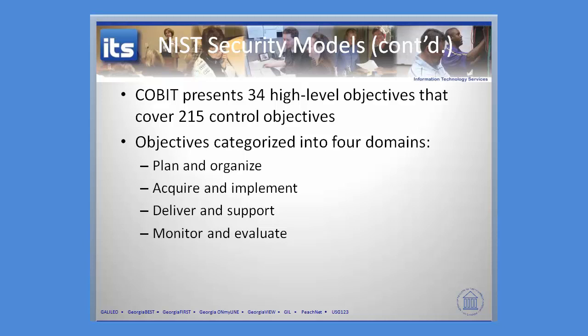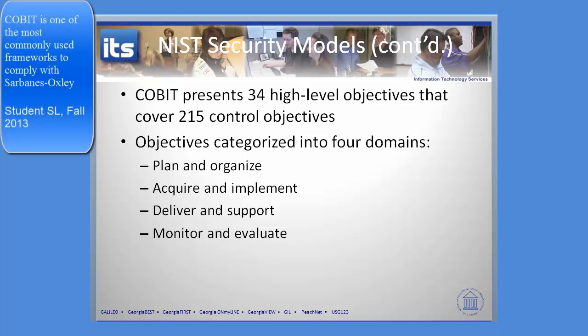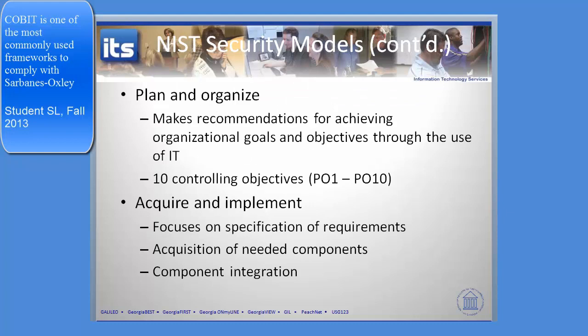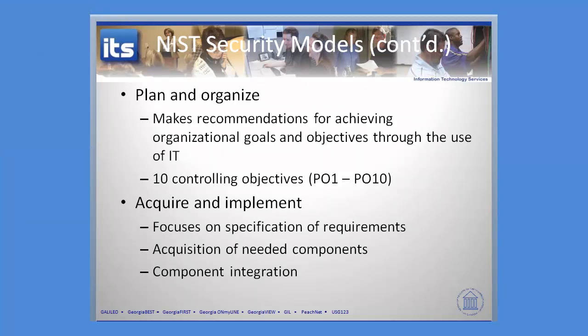All right, these are based around 4 domains: plan and organize, acquire and implement, deliver and support, and monitor and evaluate. And we're going to look at each one of these and give you that kind of split or breakdown of where the 34 objectives are. So when you look at plan and organize, you're going to have 10 controlling objectives, and it talks about, what do you need to do to build organizational goals and objectives through the use of IT? How do you build those types of things? How do you put objectives around those?